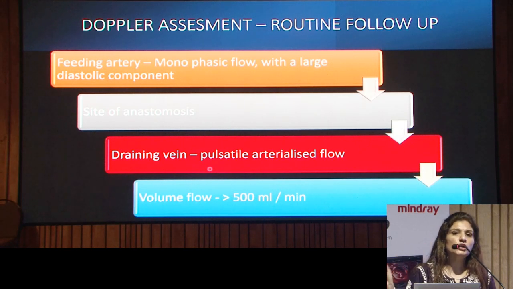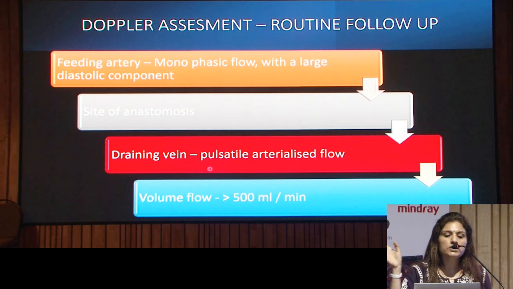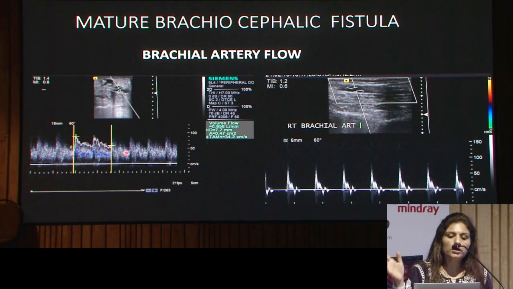So the post-fistula Doppler report needs to mention all this: that the feeding artery is showing a volume of this much, the site of anastomosis is patent or thrombosed or stenotic, whatever it is, the draining vein, what amount of flow it is showing, and the volume flow of the fistula. So this is how I told you that the brachial artery routinely shows a triphasic spectral Doppler pattern.